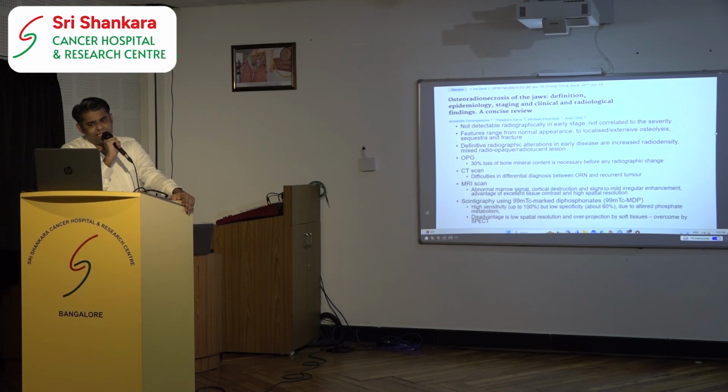Get a CT scan at least. Difficulty in differential diagnosis between ORN and recurrent tumor is always there. MRI also shows marrow signal, cortical destruction, slight to mild irregular enhancement, with the advantage of excellent tissue contrast and high spatial resolution. Scintigraphy, I have not used it, so I won't talk about it.